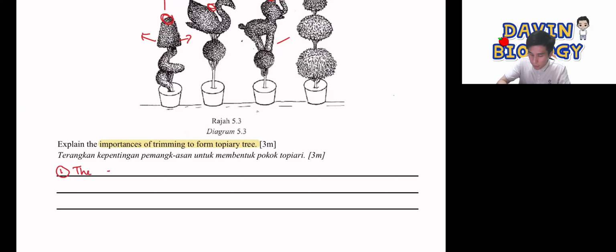So number 1, what they do here is the apical meristem is cut off to maintain or to control the height.